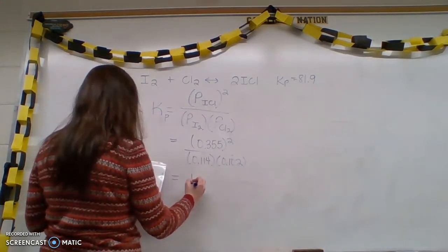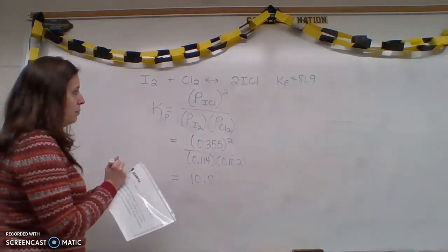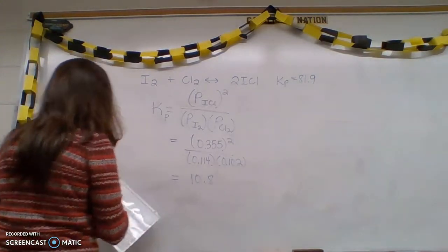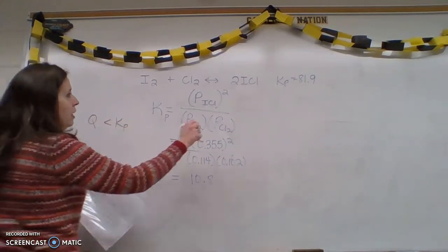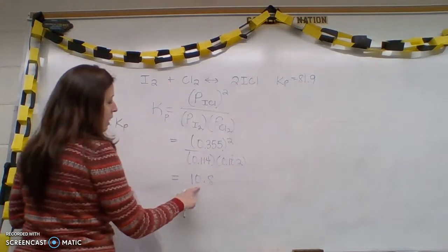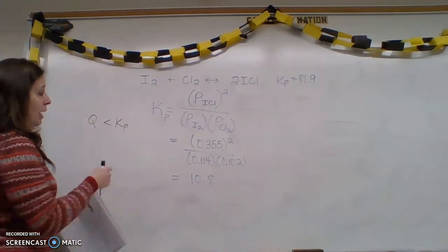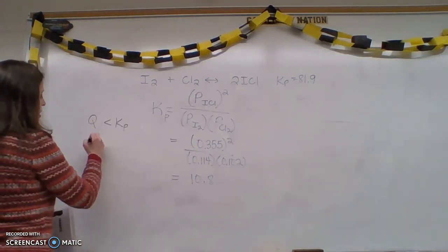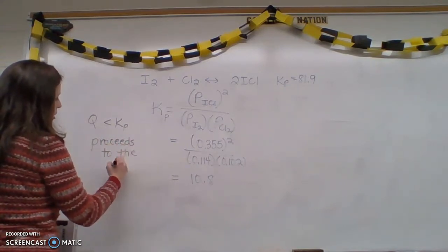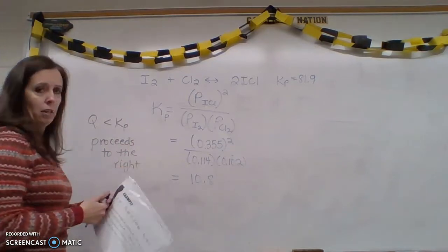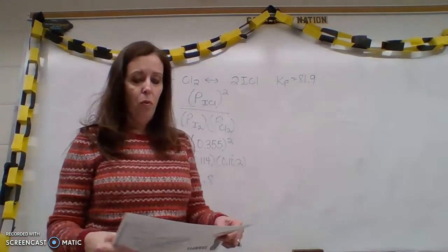And then I end up with 10.8. So what does that tell me? Well, that tells me that Q is less than Kp. Because here's Kp at equilibrium. Here's Kp just during the reaction. This is less. Q is less. So if Q is less, the reaction proceeds to the right. Okay? Easy peasy lemon squeezy. Let's do a few more examples.